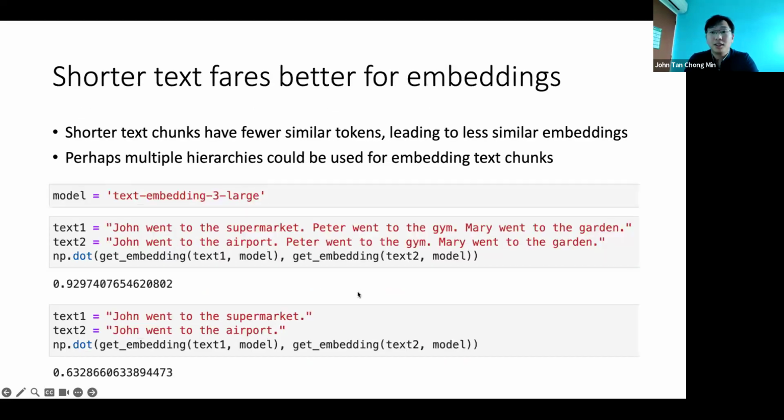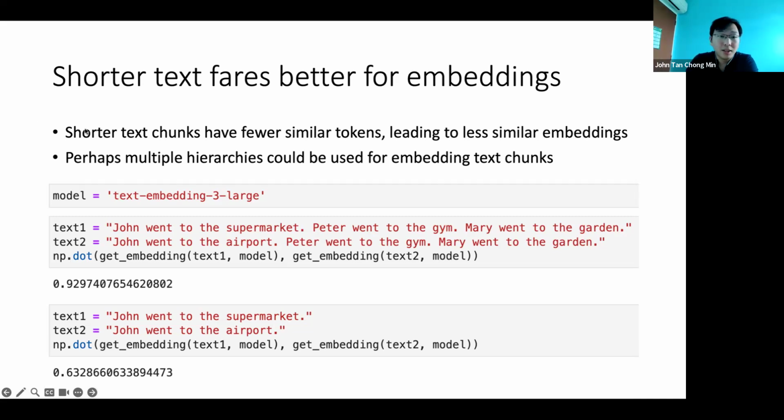Okay, so the next thing I want to talk about is embeddings. You might think that they capture the entire sentence meaning, but it turns out that embeddings have a very peculiar property, at least for OpenAI embeddings: if you have a very, very short text chunk, the similarity is not as high as for a long text chunk. What do I mean by this?